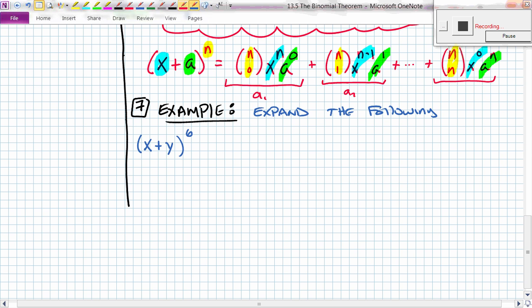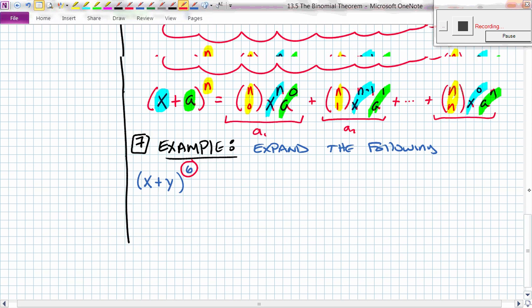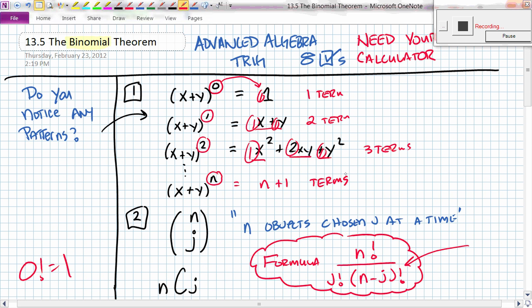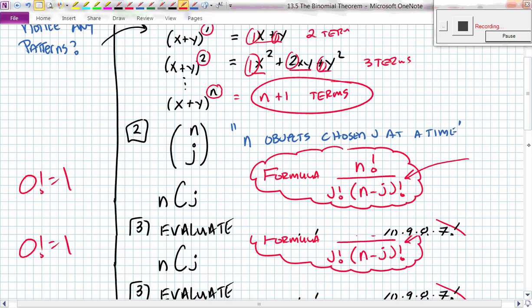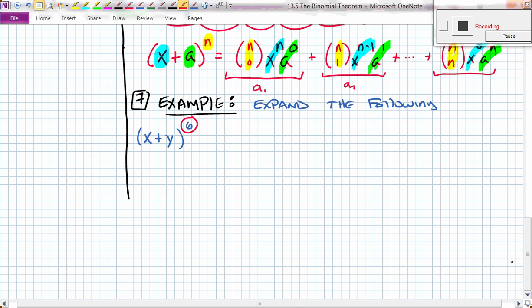First things first. What is my exponent? 6. How many terms am I going to have? 5. Oh, we forgot already. Let's go back up to box 1. I'm going to have n plus 1 terms, right? So please set up 7 lines. 1, 2, 3, 4, 5, 6, 7.